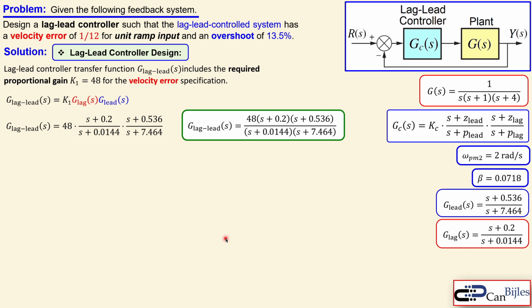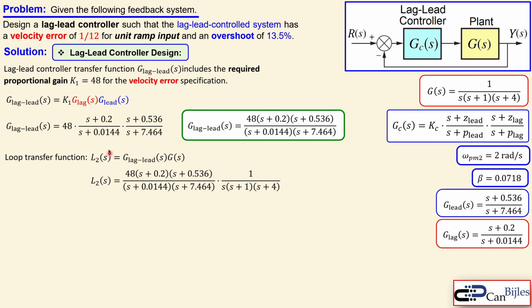Okay, moving on, now looking at the loop transfer function for this lag lead controlled system, let's also check that the velocity error is indeed 1 over 12. Now, the lag lead control system has the loop transfer function of L2, which is shown here. So the plant times the controller. It's shown here, and when you combine them together, you will get this L2.